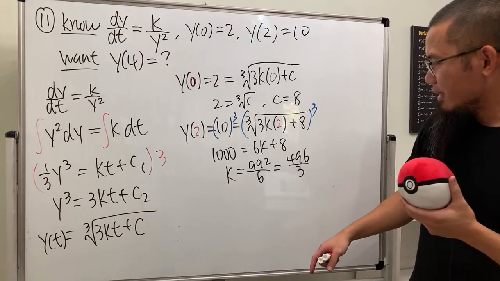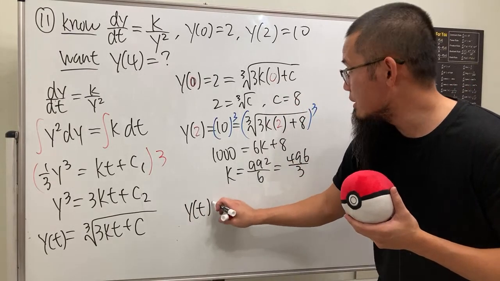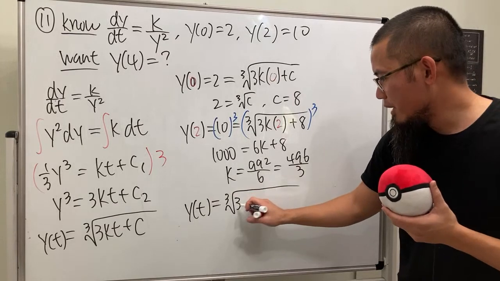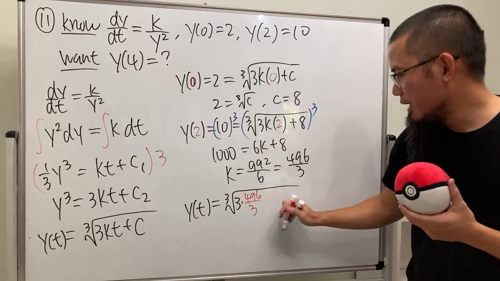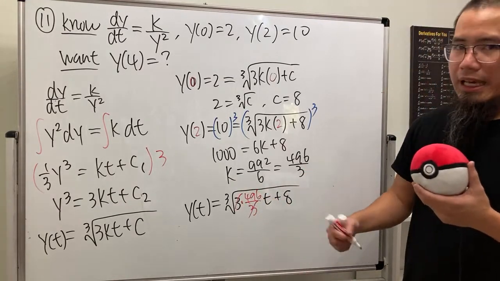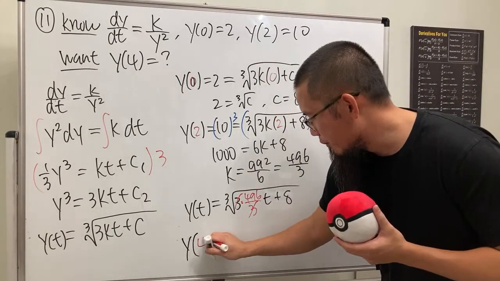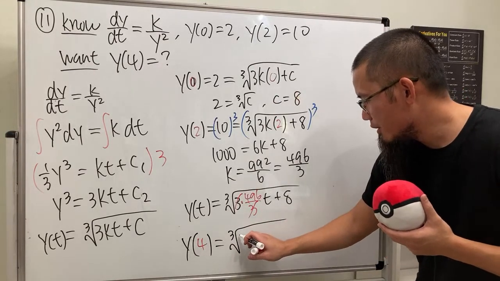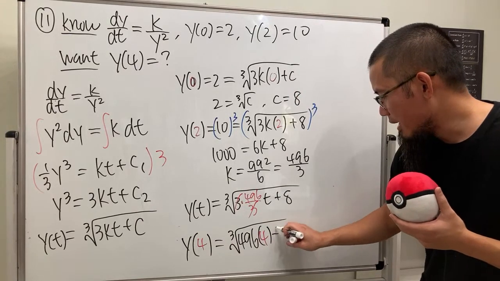All right, and then if you put that back here, you get y of t is equal to the cube root of, put that there, so we get 3 times the k is that, which is 496 over 3, and then the t, and then plus 8. And of course, this and that cancel. And in the end, we just have to figure out y of 4. So y of 4 is equal to the cube root of 496 times 4 plus 8.